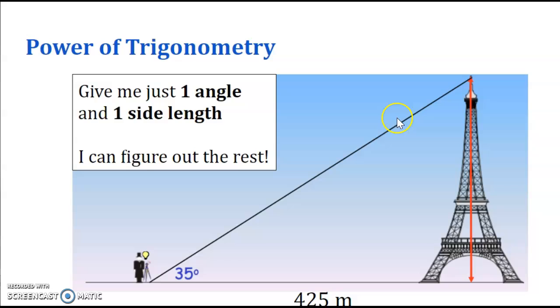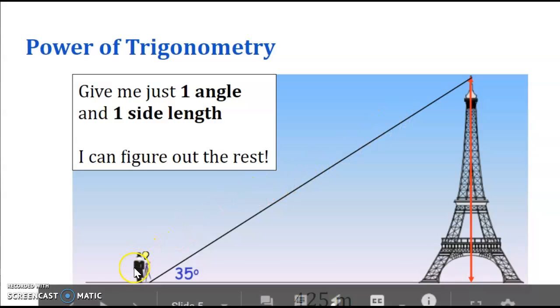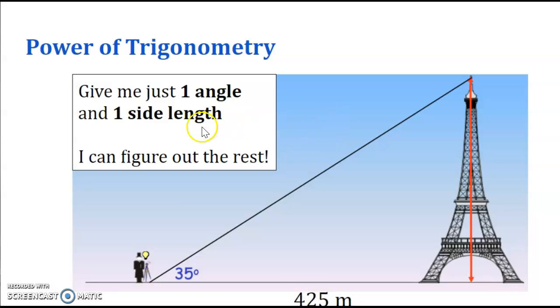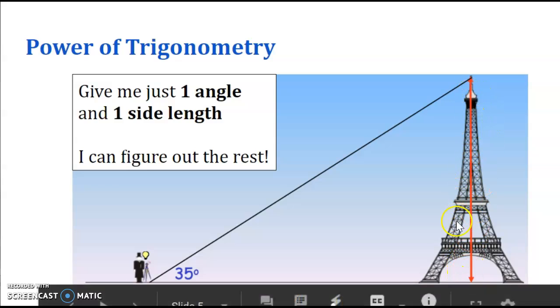All right, so for example, if we are given this problem, this is a study of angle of elevation. Angle of elevation is the angle that it makes to the horizontal. In this case, it's 35 degrees above the horizontal. So this is the ground level horizontal, and it's making 35 degrees there. The angle of elevation can be positive or negative depending on whether you're measuring above or below the horizontal. And we're told that the distance from this person to the Eiffel Tower is 425 meters. Can you figure out what the height of the Eiffel Tower is?